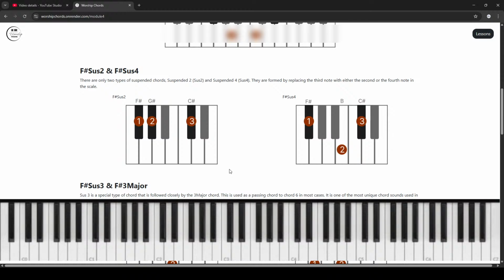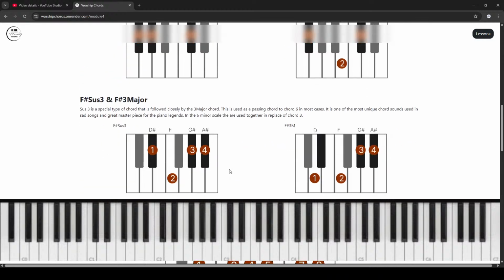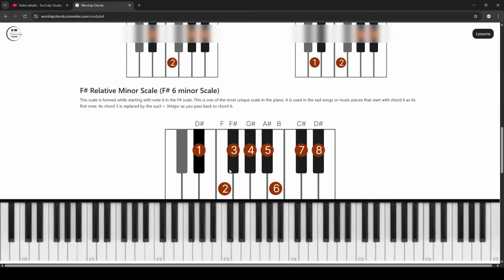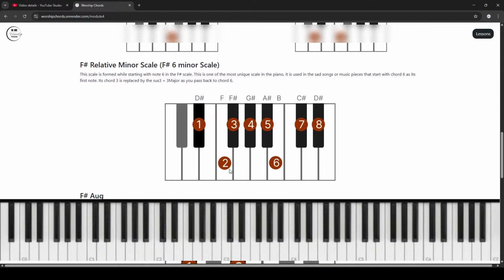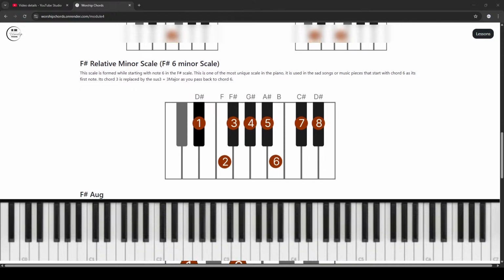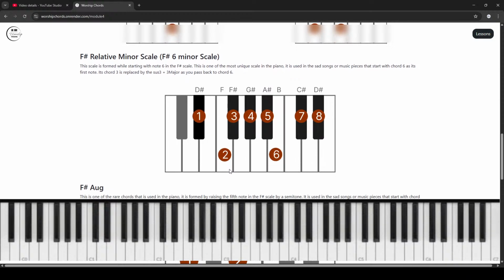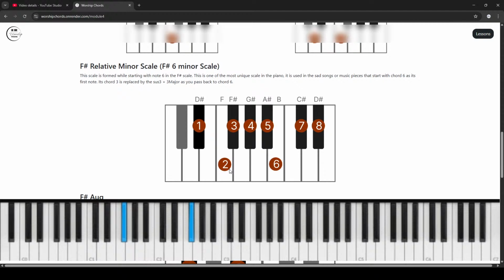Now let's look at the last part, the relative minor. Now the relative minor scale is one of the most important scales. The reason is the 6th note of that scale becomes the first note. So you have to understand first what that scale entails. So for example, back to the key of F sharp, the sixth note is the E flat or the D sharp.